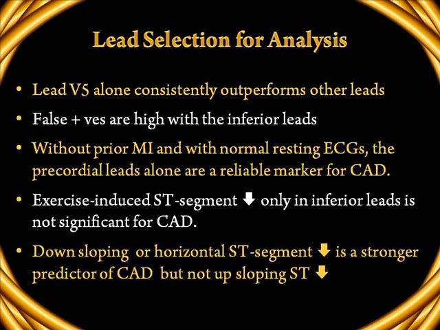Exercise induced ST segment depression only in the inferior leads is not significant of coronary artery disease. ST segment depression always should be either downsloping or horizontal, which is a stronger predictor of CAD. But an upsloping ST segment depression or simple J point depression is not a useful marker for coronary artery disease.